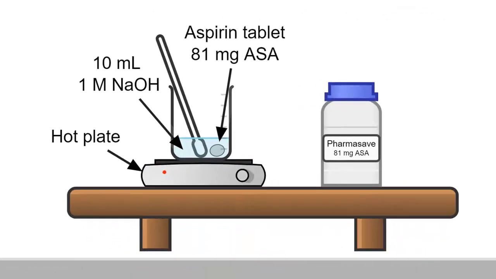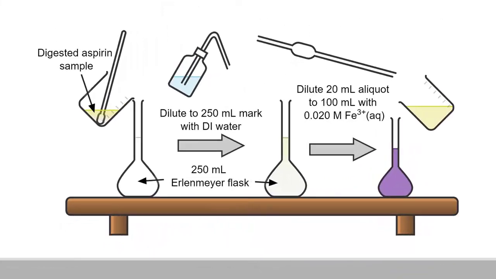We are using the PharmaSave brand of aspirin with a reported value of 81 milligrams of acetylsalicylic acid, or ASA, per tablet. The experiment begins with the digestion of one of these tablets in 10 mL of 1 molar sodium hydroxide. The solution is then diluted to 250 mL in a volumetric flask with deionized water, followed by a further 5-fold dilution in a 100 mL volumetric flask using the 0.020 molar iron(III) solution.